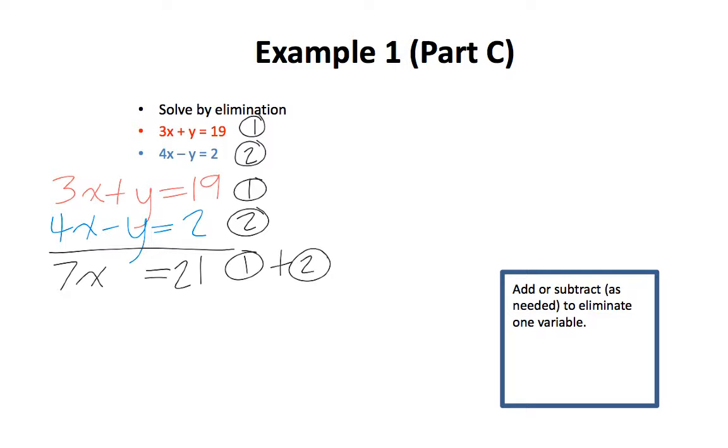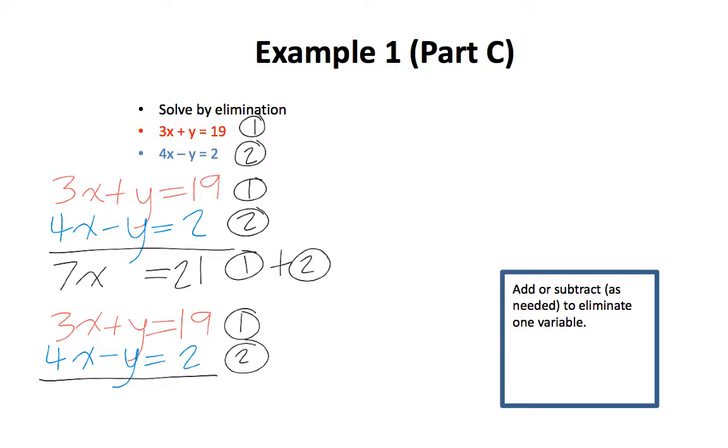If you had subtracted these two equations, you would have gotten something entirely different. I'm going to show you. 3x plus y equals 19, and 4x minus y equals 2. Again, that is equation 1, equation 2. We're going to subtract these two equations. So 3x subtract 4x is negative x. Positive y subtract negative y is positive 2y. And 19 subtract 2 is 17. As you can see, we have not successfully eliminated our variable of y. Therefore, subtracting would not be a good idea for this particular situation.